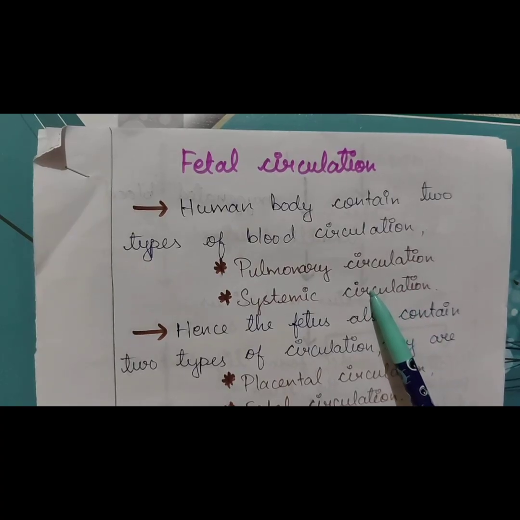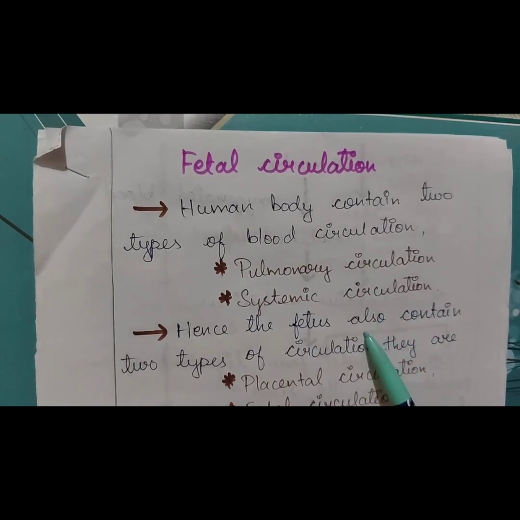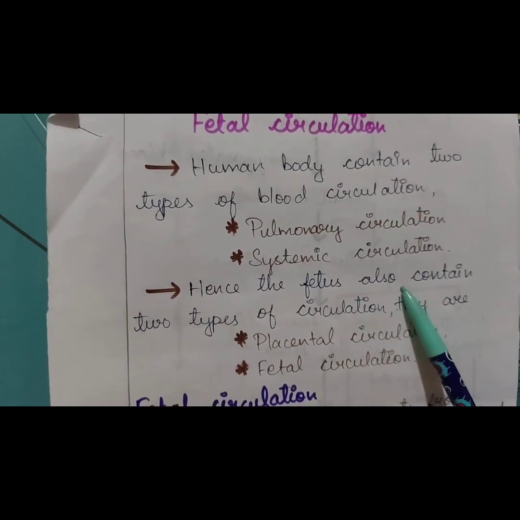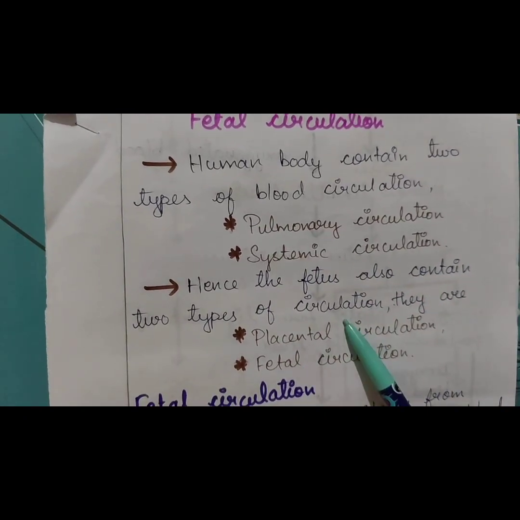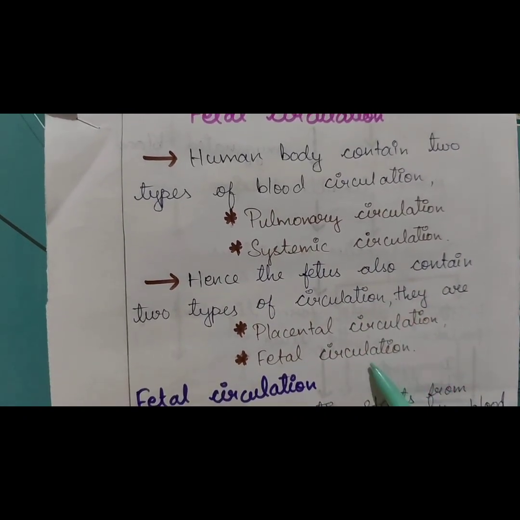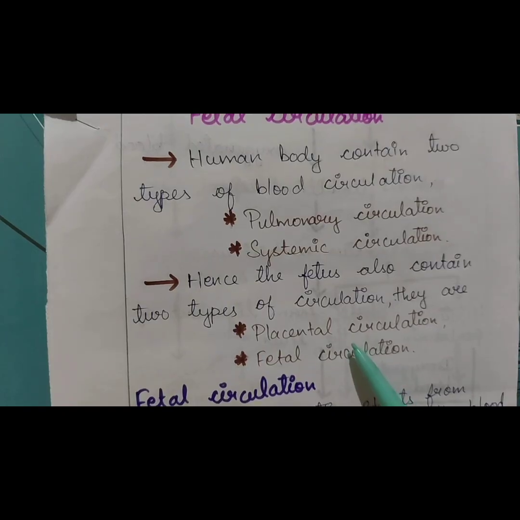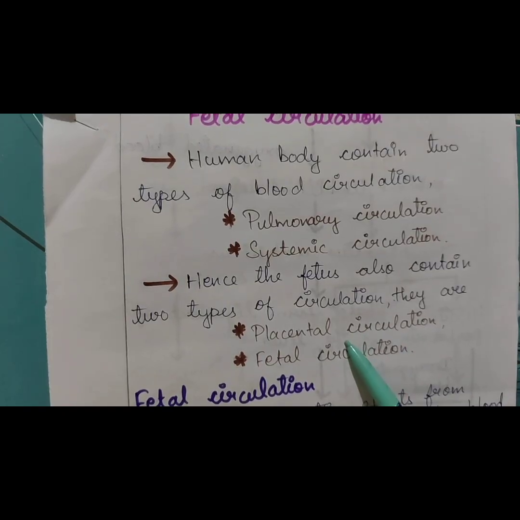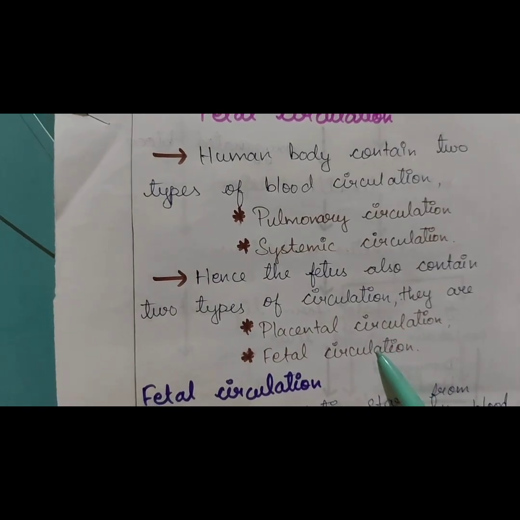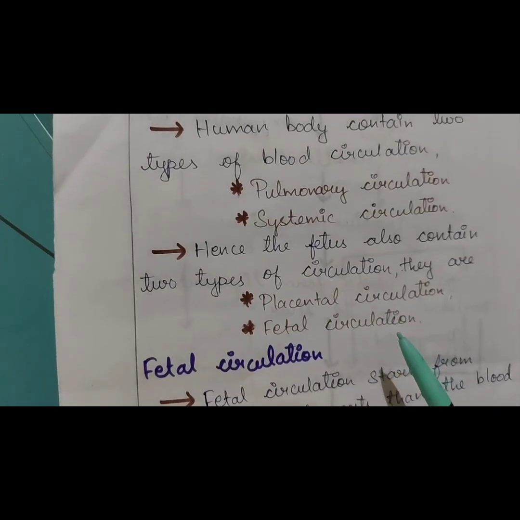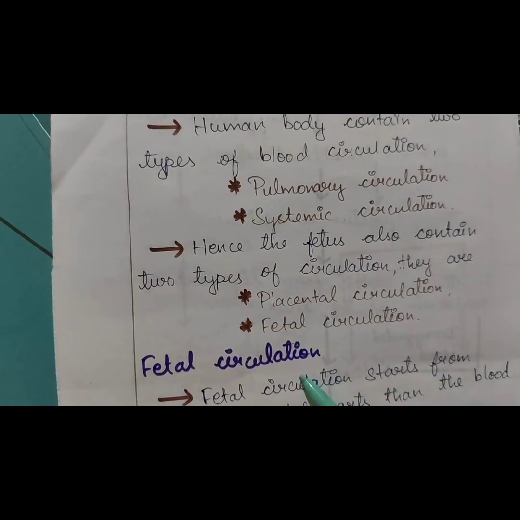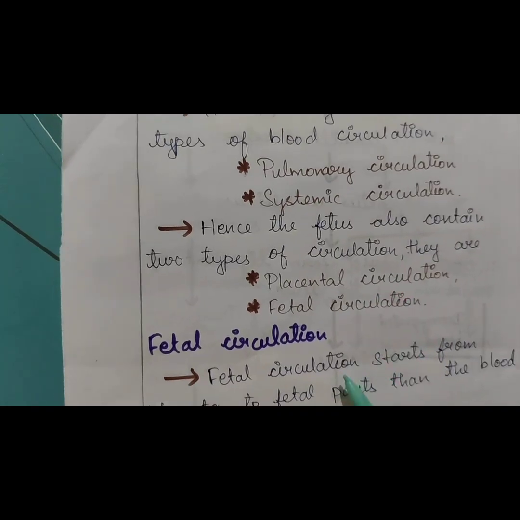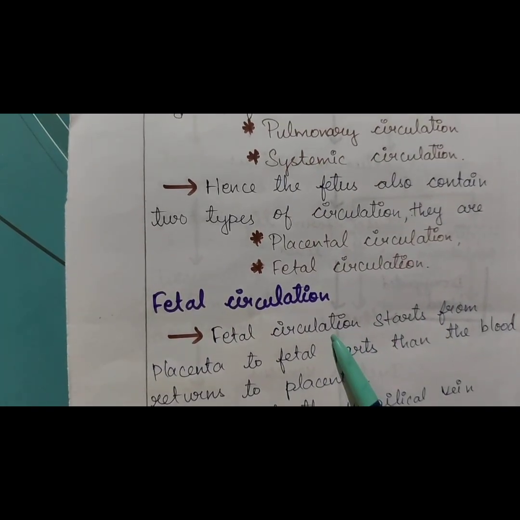And like that, it is present in the fetus also. Hence the fetus also contains two types of circulations. They are placental circulation and fetal circulation. Now we'll see fetal circulation; later we will see placental circulation. We're seeing the fetal circulations.